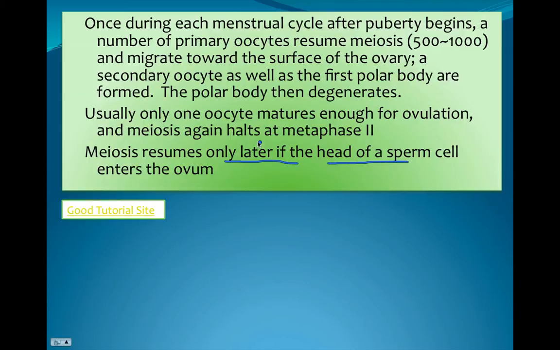At the end of development, between day 1 and day 13 to 14, only one oocyte will mature enough for ovulation. The rest will be reabsorbed. Meiosis again will then halt at metaphase 2 of meiosis. So there are two stopping points of the meiotic process within the one egg that will be released. Meiosis will come to completion later if the head of a sperm does enter the ovum.